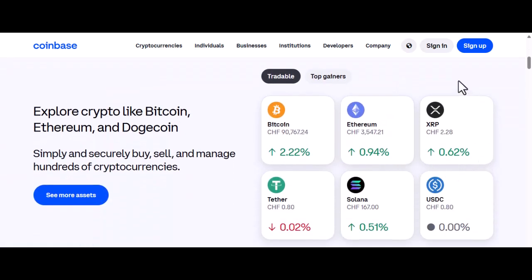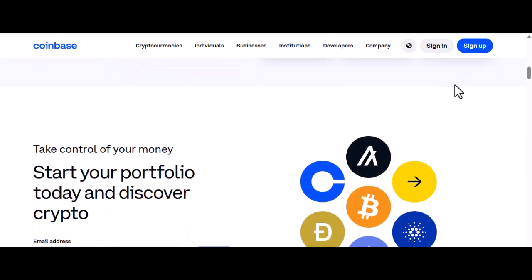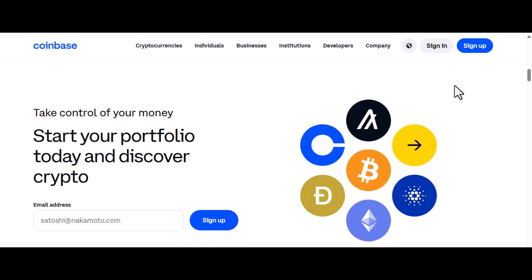The key to this entire process is one simple, yet incredibly important thing: your 12-word recovery phrase. If you have your 12-word phrase, you are in luck. That phrase is your ultimate backup. It's what lets you restore your wallet on any device.